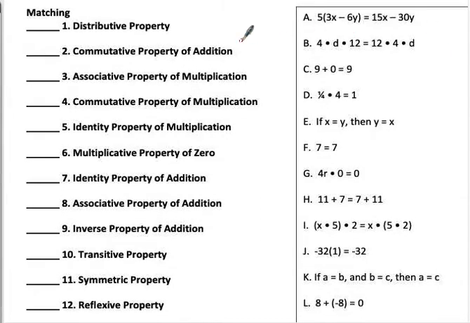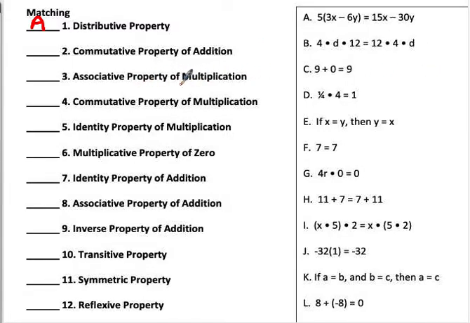Okay, so 5 times 3x would be 15x, and 5 times a minus 6y would be minus 30y. We've just distributed that 5 through the parentheses. And so that one works. A is the distributive property.